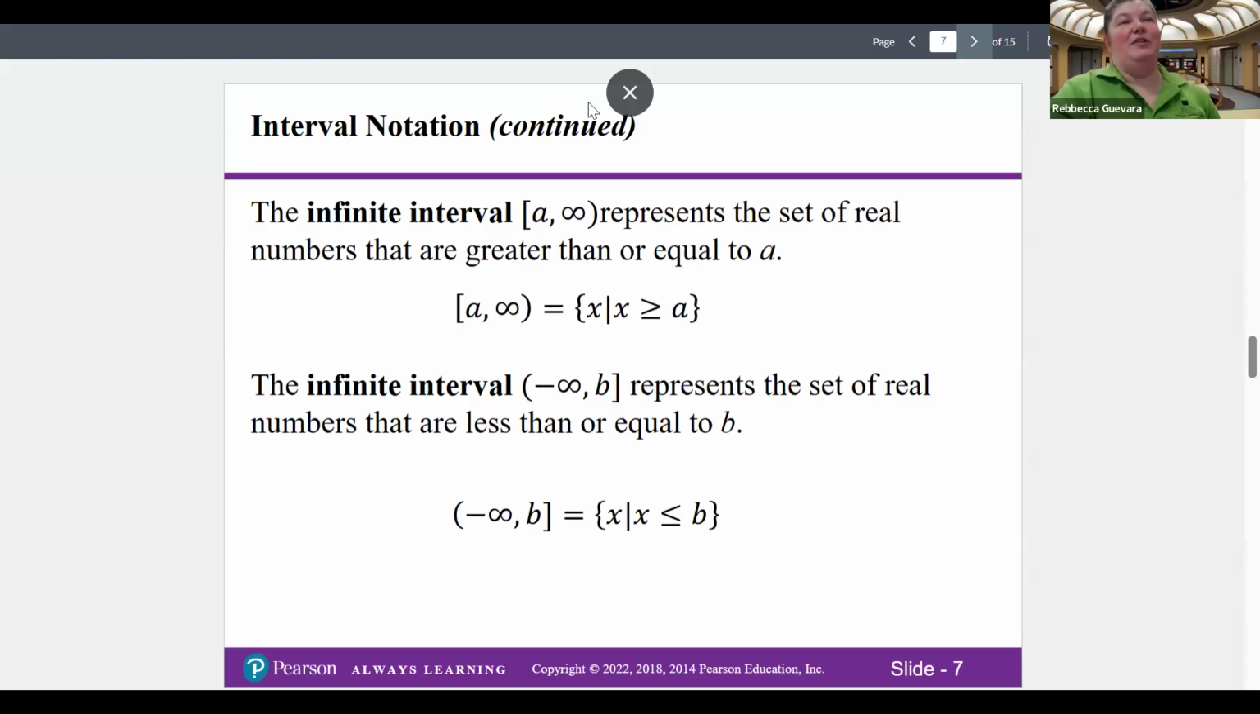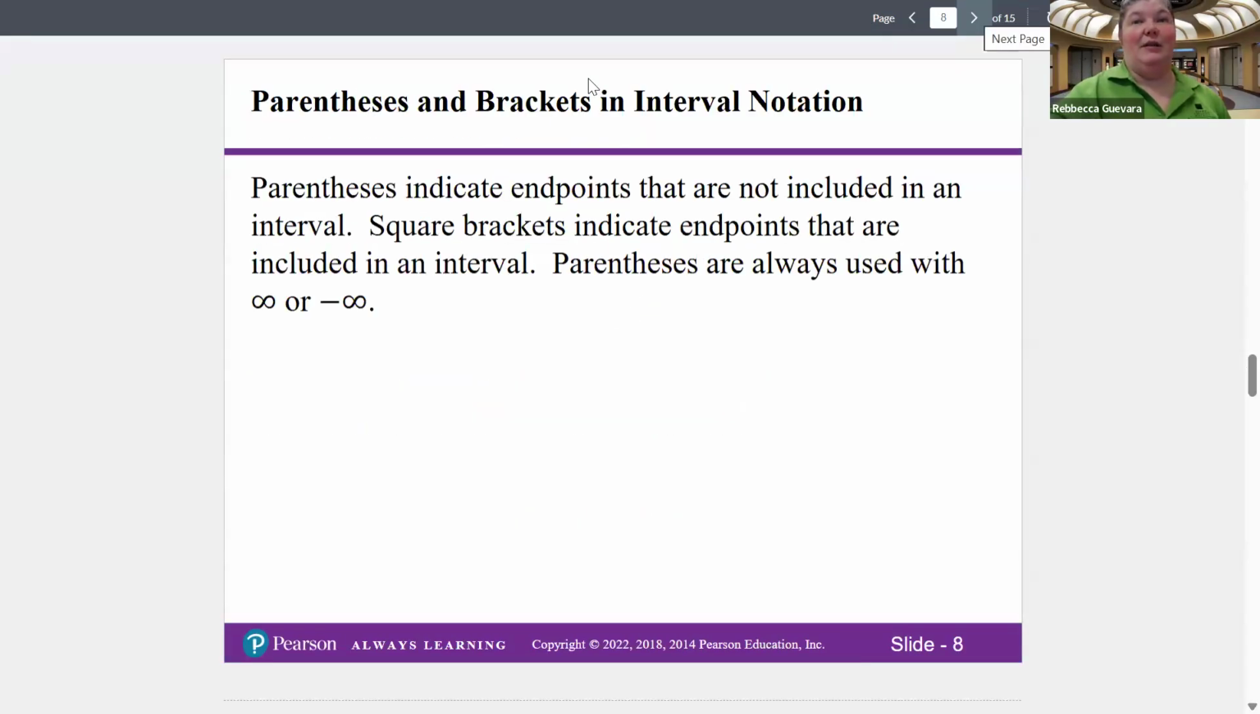Remember, parentheses indicate endpoints that are not included in the interval. The square brackets indicate endpoints that are included in the interval. Parentheses are always used when we have infinity and negative infinity.